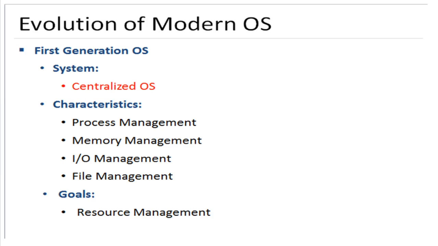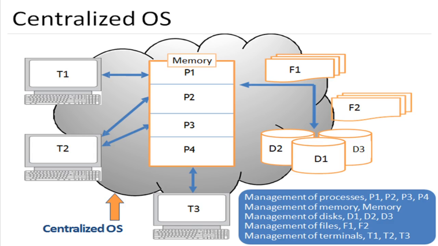The evolution of modern operating systems is classified into first generation OS, second generation OS, and third generation OS. First, we'll see the first generation OS, which is nothing but the centralized OS. The major characteristics of centralized OS are it has process management, memory management, I/O management, and file management. The main goal of centralized OS is to handle effective resource management.